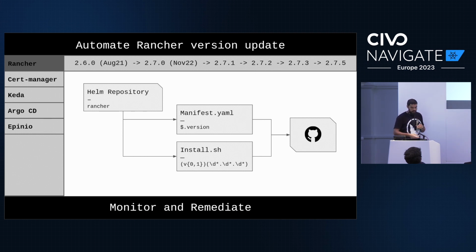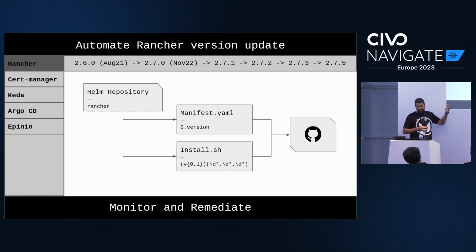So for example, for Rancher, that's one of the projects that I'm working on, I noticed that they were using version 2.6.0, which was from August 2021, which is bad because if we have potential users who tried Rancher on the Civo Marketplace before March 2023, they just had a very bad experience because that was a very old version. And so I had a look at those manifest.yaml and install.sh.